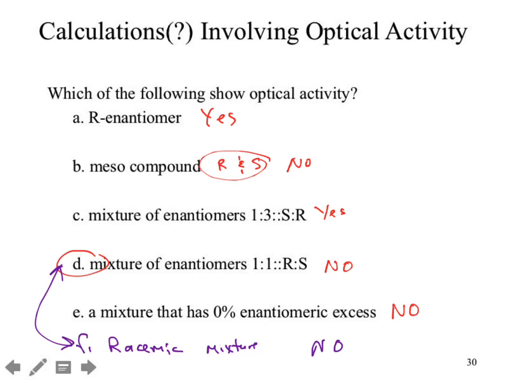Okay? So there's a bunch of derivations of the word racemic. I don't remember what they all are. All I remember is the racemate one. Okay? They're all getting at the same thing. You have a 50-50 mixture. Okay?